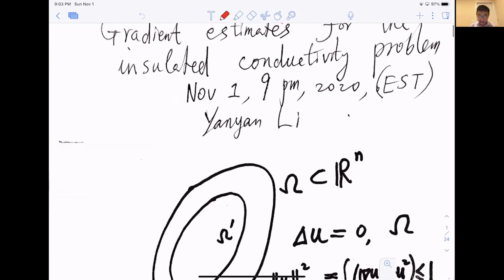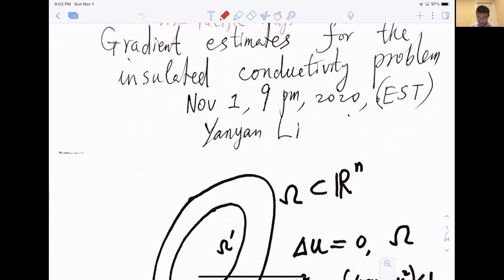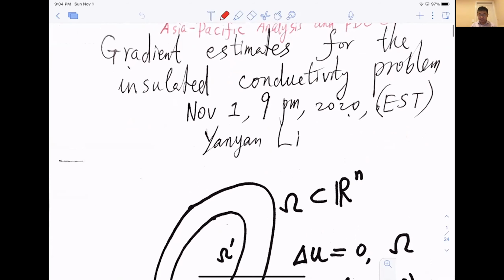So today I want to describe some recent work with a student of mine. I will start by describing a little bit of previous work in this area. The title is gradient estimates for the insulated conductivity problem. This is what our new work is about.